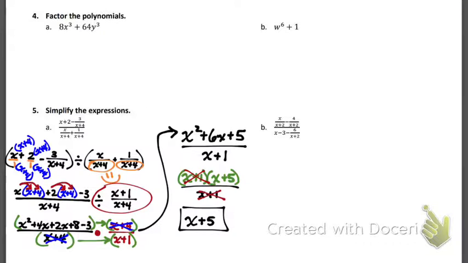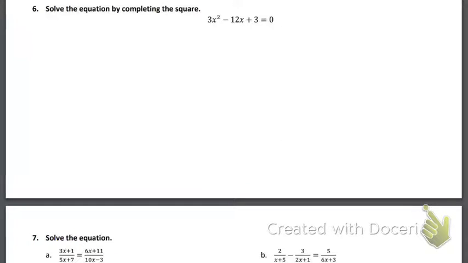What else do you guys want to see? We have almost 10 minutes left. Yes, ma'am. Another completing the square problem. Absolutely. The one that we have on our page is question 6, but I'm going to do another example.